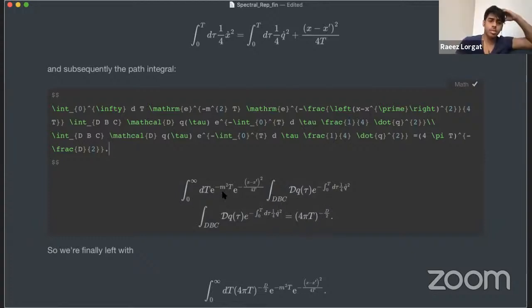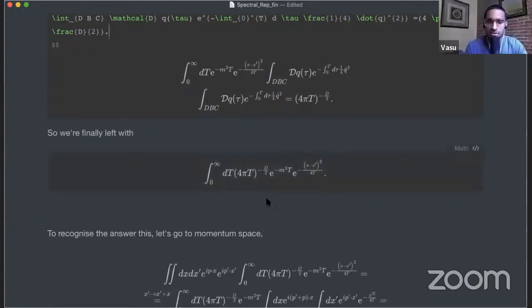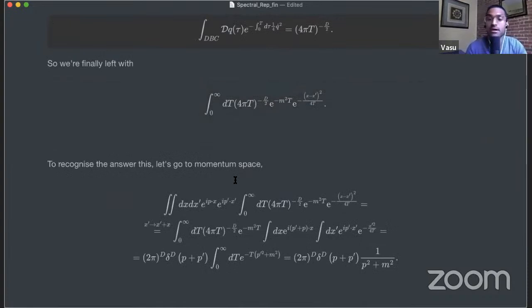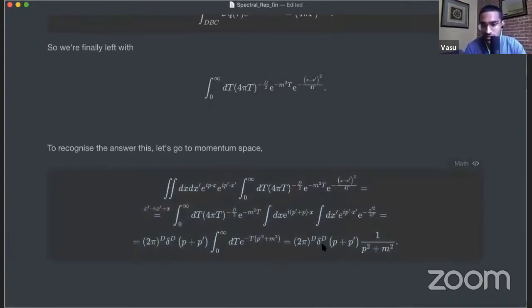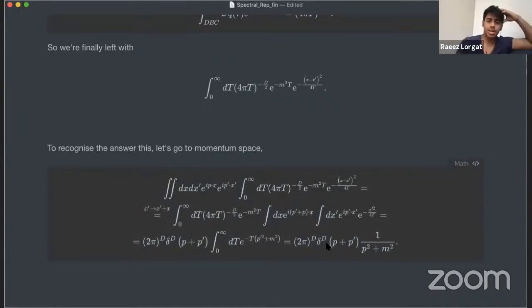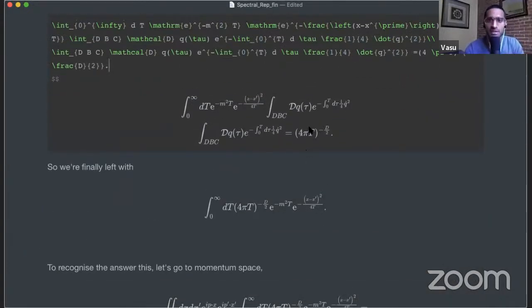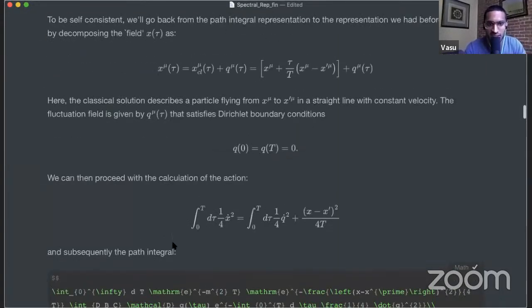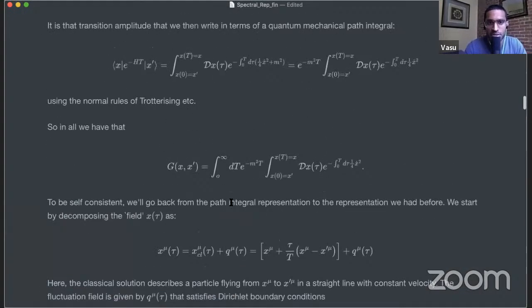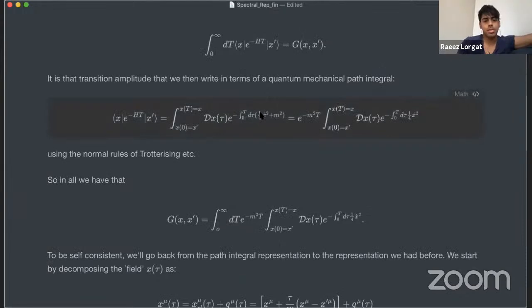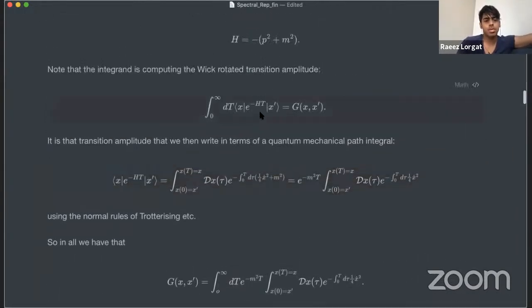This is a Gaussian integral. And you just have to do this t integral, which you could either do directly or go to momentum space and notice that you just recovered the momentum space propagator for the free field. So it's all consistent. This was just going in a little circle to make sure that the intuition that you're really quantizing the geodesic action is the right one.